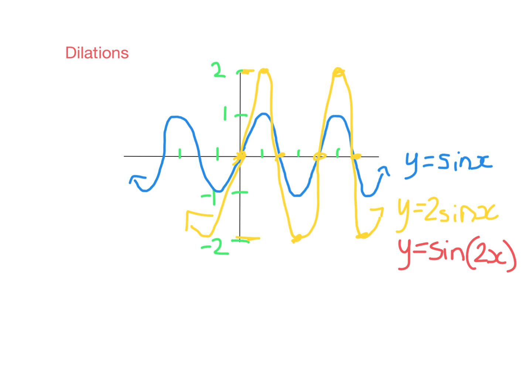You can see that the original blue graph reaches a peak every so often. This too means it's going to reach a peak twice as often. So that's what I mean by compressed. So y equals sine 2x would look like this. It's like you've taken the blue one, put your hands on either end, and moved your hands closer. So that's what dilations look like. Let's now look at putting it all together.